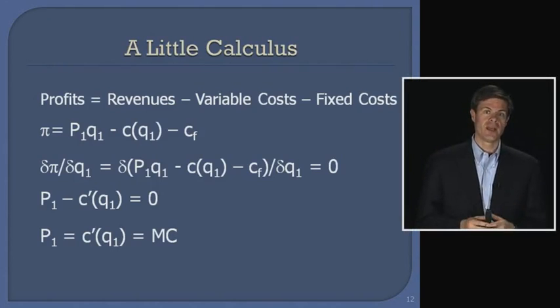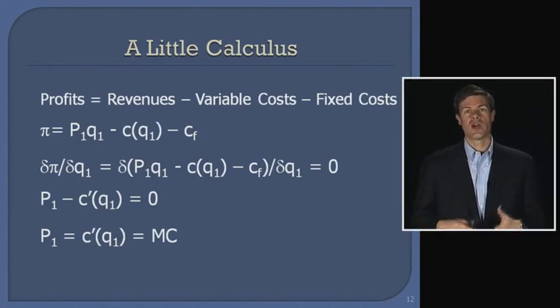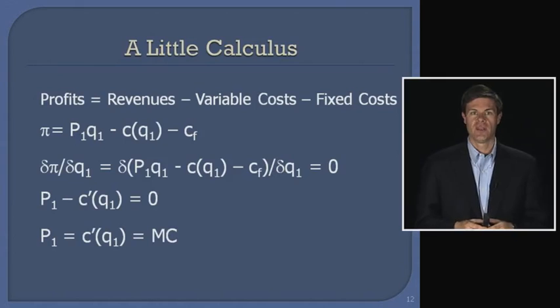Now, for those of you who have had some calculus, you might remember that if you're trying to maximize some objective function, you're trying to maximize profits in this case, you take the derivative with respect to the decision variable, in this case the quantity sold, and you set it equal to 0.